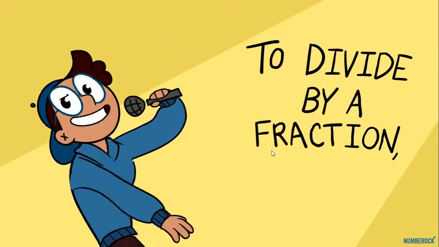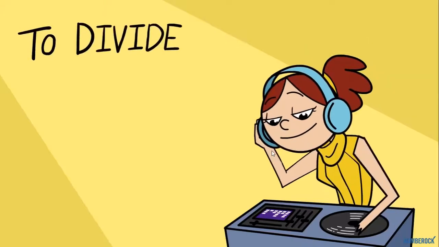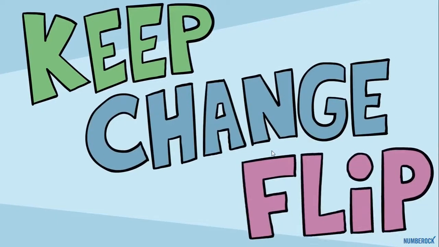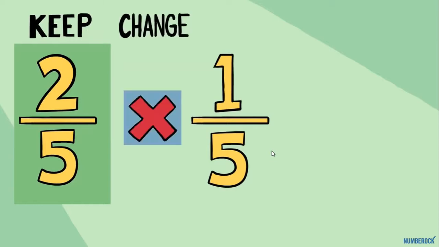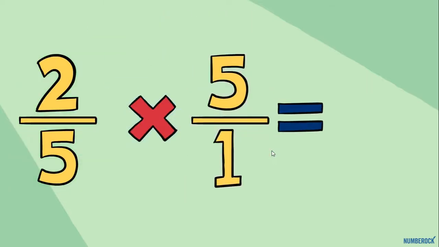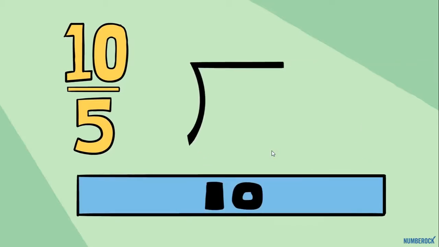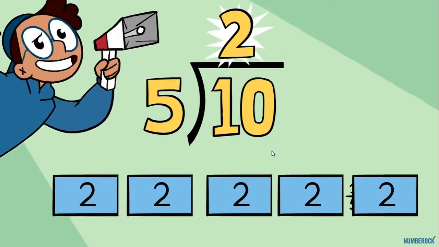To divide by a fraction, here's a tip. Keep, change, flip. To divide 2/5 by 1/5, keep, change, flip. 2 times 5 is 10, and 5 times 1 is 5. It's an improper fraction, so you need to divide. 10 divided by 5 equals 2. When we divide by fractions, this is what we do.